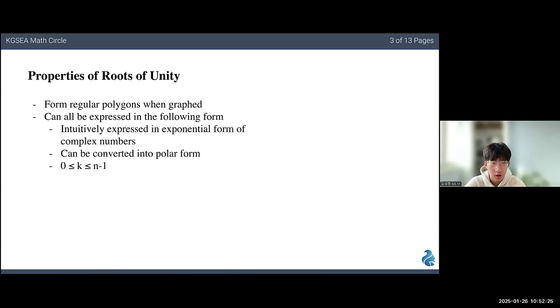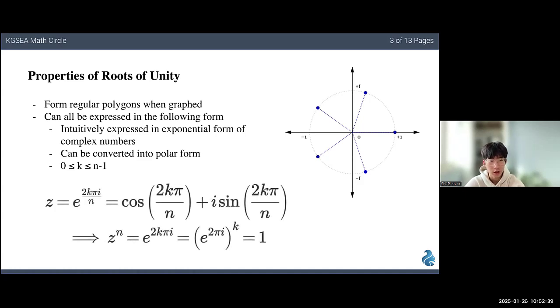Now moving on, let's look at some properties. Roots of unity form polygons when graphed. Here you can see the 5 solutions to z to the 5 is equal to 1, and it forms a regular pentagon. They can all be expressed in the following form: e to the 2k pi i over n. This can also be converted into polar form as shown below. And obviously z to the n is equal to 1 because it simplifies to e to the 2k pi i, and of course this is just equal to 1 raised to the kth power, which is equal to 1.